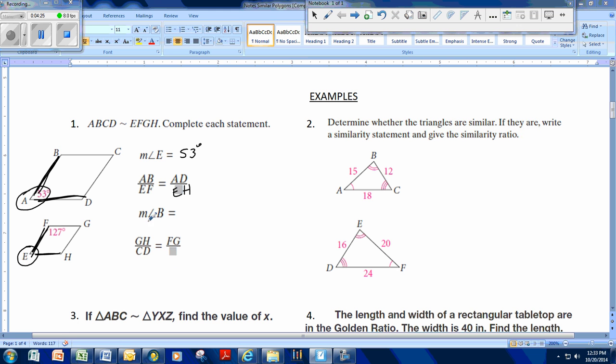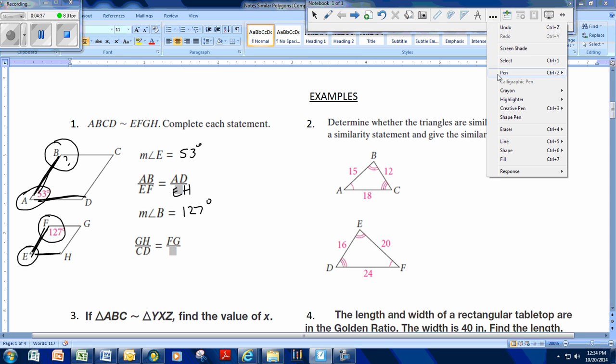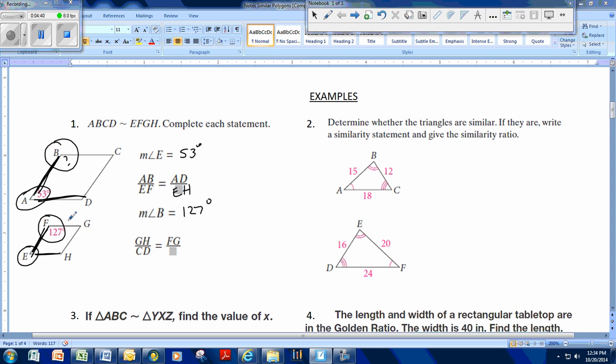Let's try another angle problem. This one asks us to find the measure of angle B. Measure of angle B is going to match the measure of angle F, which is 127 degrees. And finally, we have another proportion problem. So this one's GH. Here's GH right here. GH over CD. Those match. And that's equal to FG. Here's FG over, that's going to be BC.